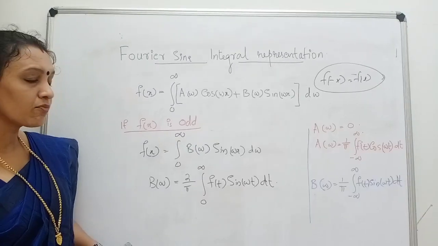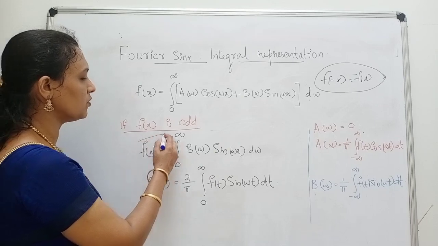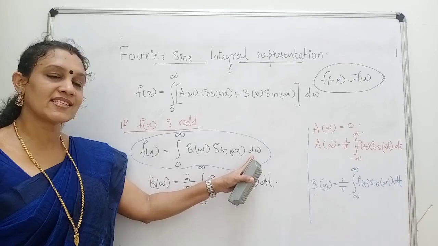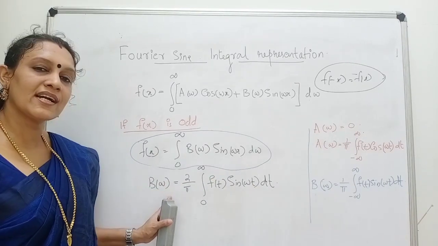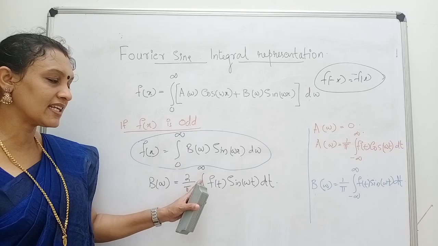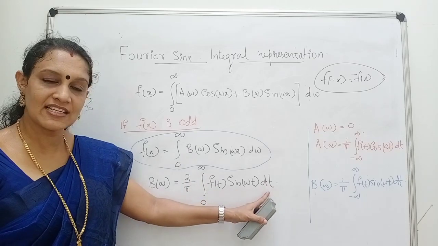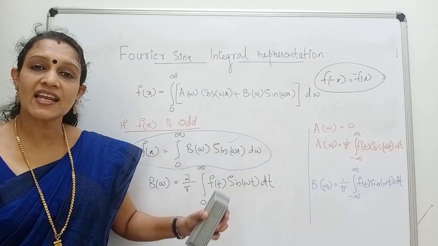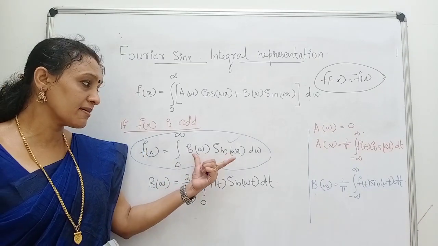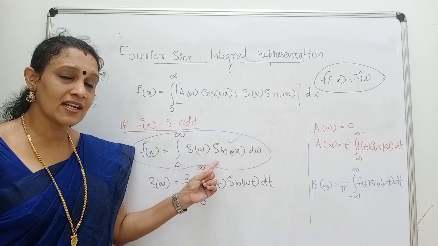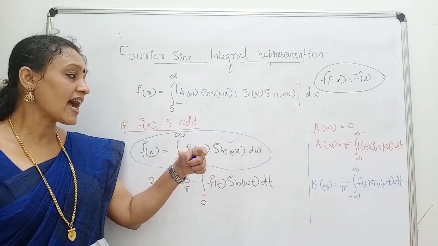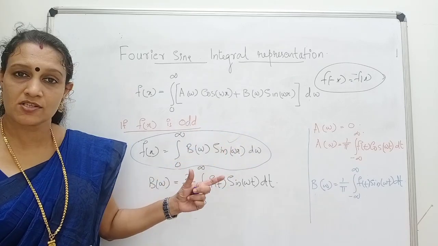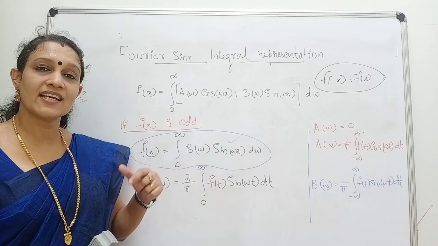So, finally, what we have? F of x is equal to integral 0 to infinity b omega sine omega x d omega, where b omega is 2 by pi integral 0 to infinity f of t into sine omega t dt. And this integral representation is called the Fourier sine integral representation. You can remember this: you just see the integral, it contains only sine. Sine integral representation contains only sine, cosine integral representation contains only cos.